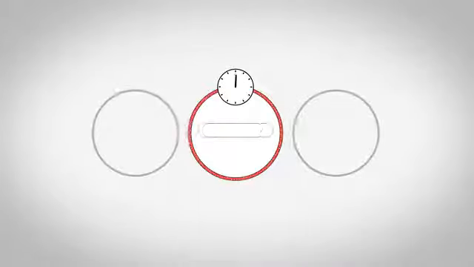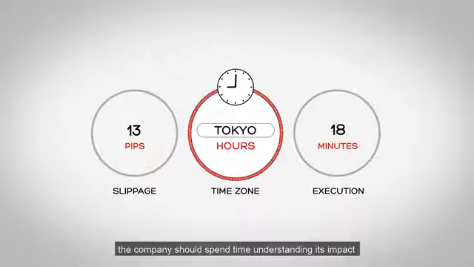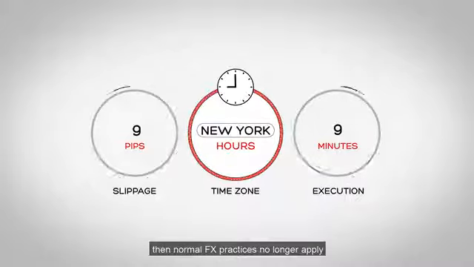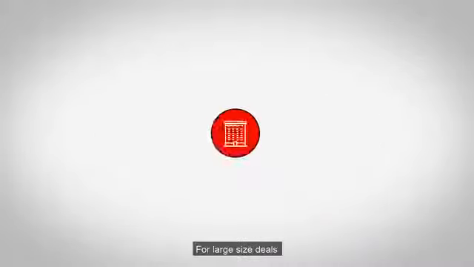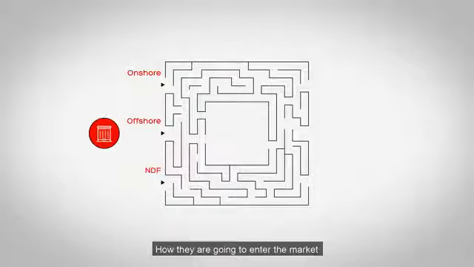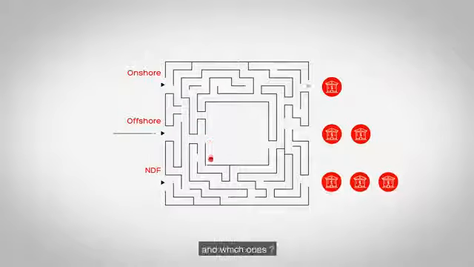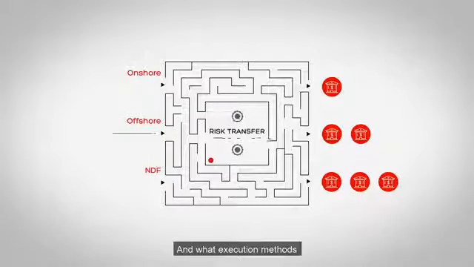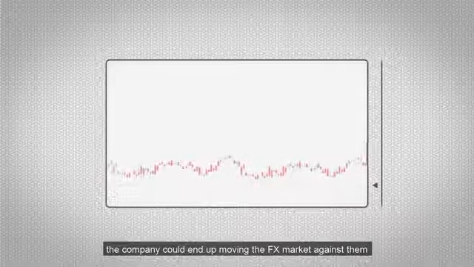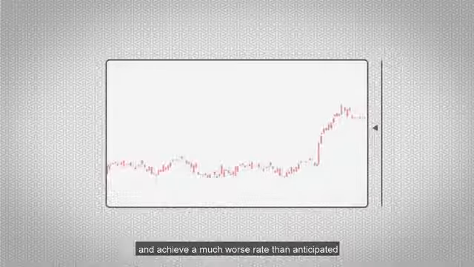Hedging strategy aside, the company should spend time understanding the impact that the deal has on the particular FX market. If the deal is large in size in an illiquid or restricted market, then normal FX practices no longer apply. For large-size deals, the business should have a clear strategy on how they are going to enter the market, with how many counterparties and which ones, and what execution methods. This step is important because if execution is not handled properly, the company could end up moving the FX market against them and achieve a much worse rate than anticipated.